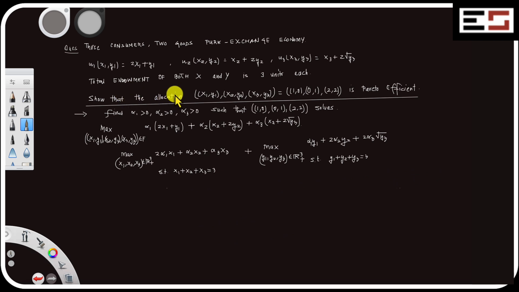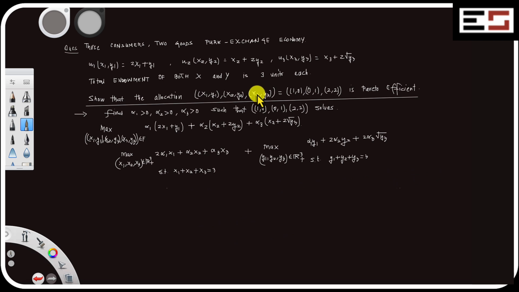And we want to show that the allocation x1 y1 x2 y2 x3 y3 equal to 1 0 0 1 2 2 is Pareto efficient. So x1 y1 is 1 0, x2 y2 is 0 1, and x3 y3 is 2 2.